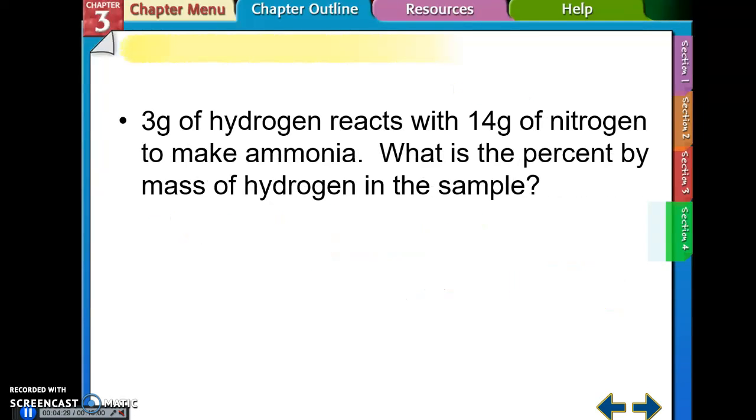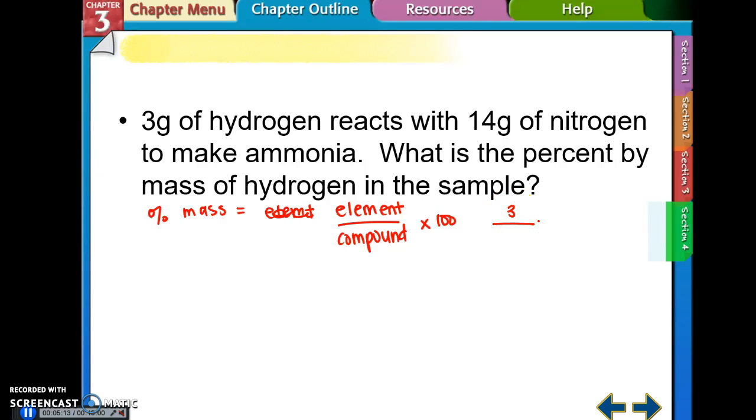So right here it says I've got 3 grams of hydrogen. It reacts with 14 grams of nitrogen to make ammonia. What is the percent by mass of hydrogen in the sample? Well, remember, percent by mass is still going to be the element divided by compound, times 100. So right here, it's percent by mass of hydrogen. That means the mass of hydrogen, which is 3, needs to go in the numerator.